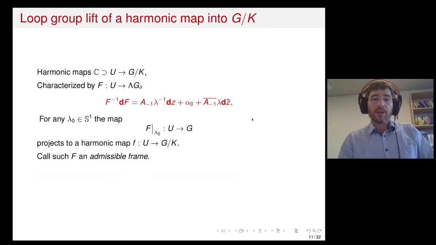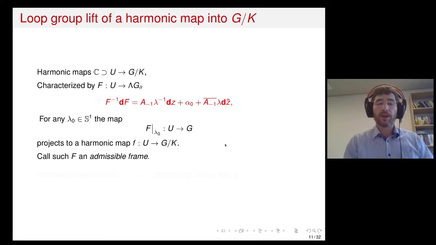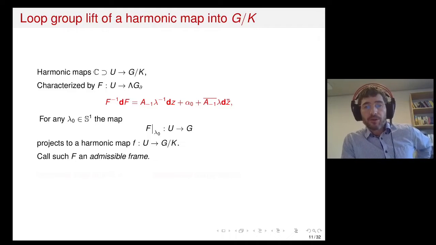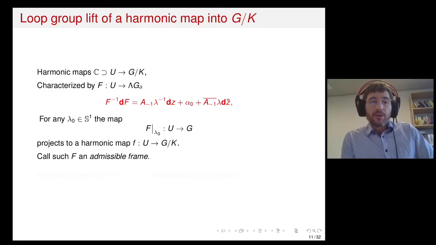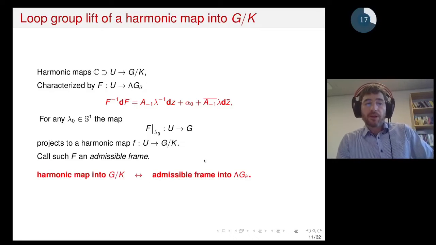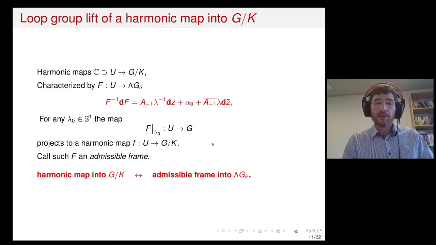So what you can show is that if you take such a map into the loop group, you evaluate it at some S1 value of lambda. So that gives you a map into G, and then you project to the symmetric space G over K. That map, little f, will be a harmonic map, and conversely every harmonic map can be represented this way. I'm not going into the explanation for this, but this is well known, which goes back to the 1980s. So we'll call such a map into the loop group an admissible frame, and the problem of constructing harmonic maps is exactly the problem of constructing admissible frames.